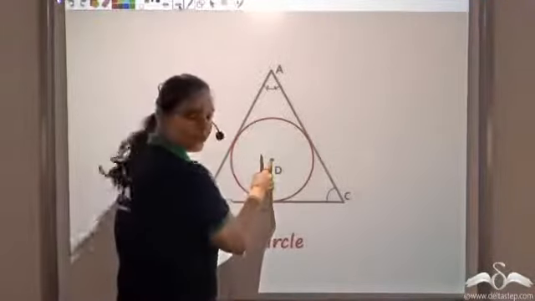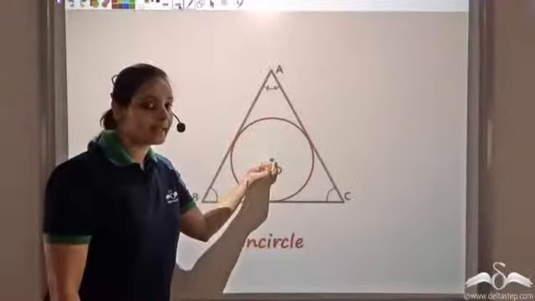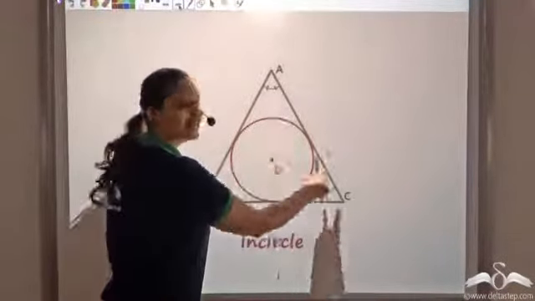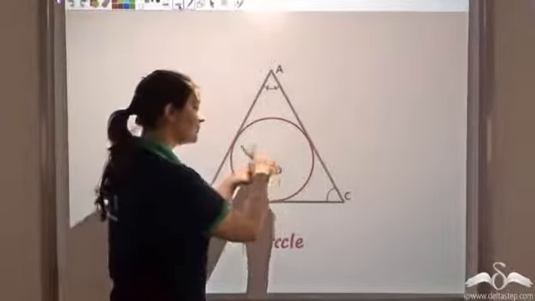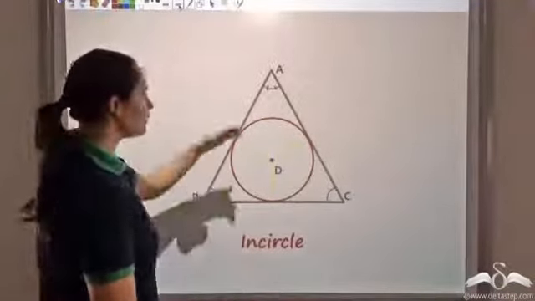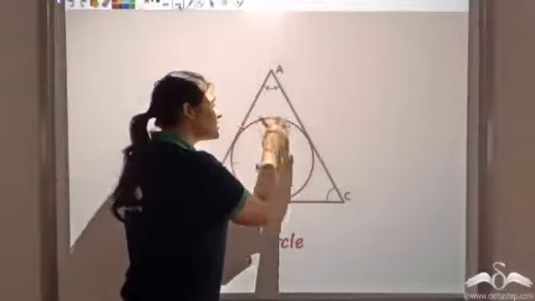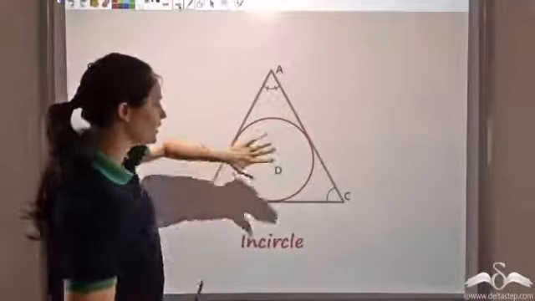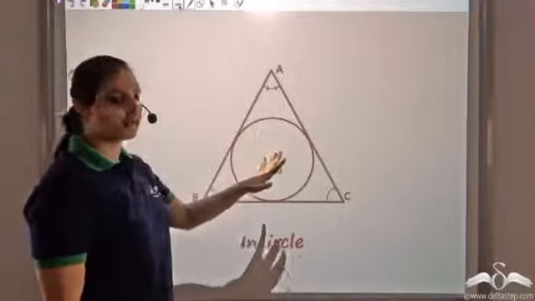Now this point, which is the point of intersection of the angle bisectors, was called the incenter. Why incenter? Because it is the center of the incircle. So it is called the incenter. That's why this point is the incenter, and this circle that is formed is called the incircle. For any triangle, you can draw a circle which would just touch the sides of the triangle inside that triangle. And this circle is the largest circle that you can draw inside this triangle.